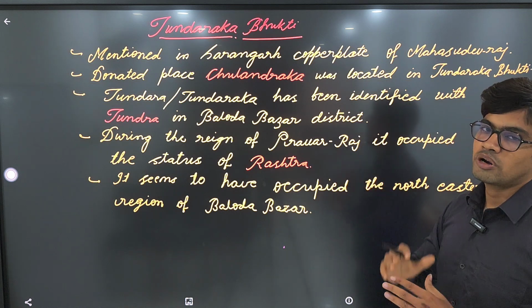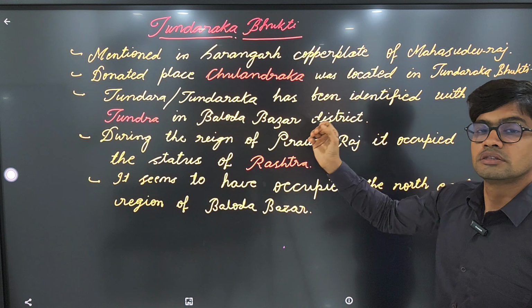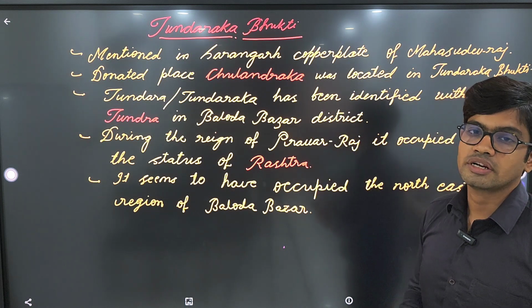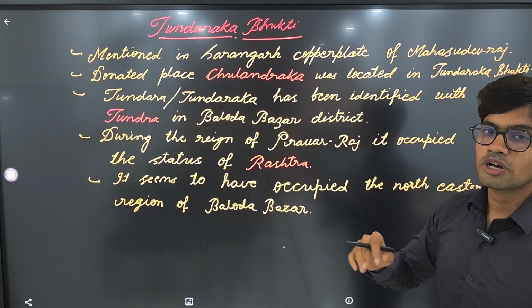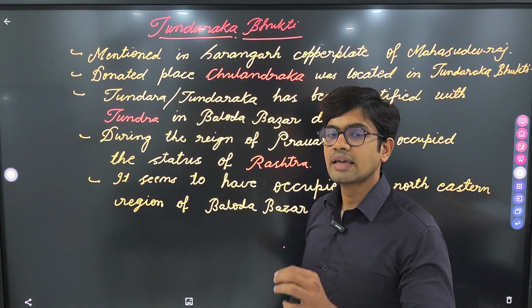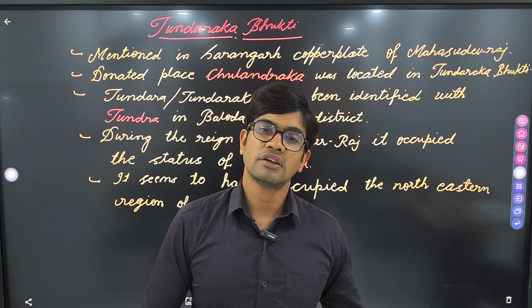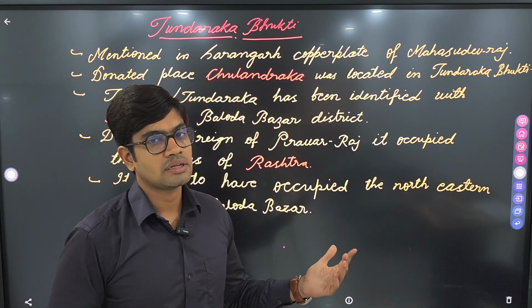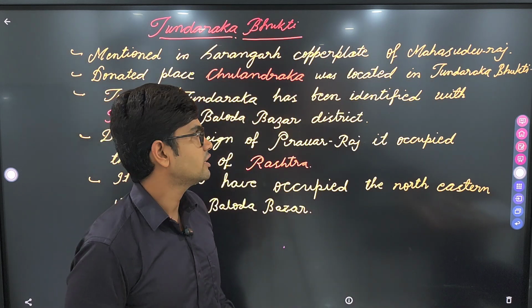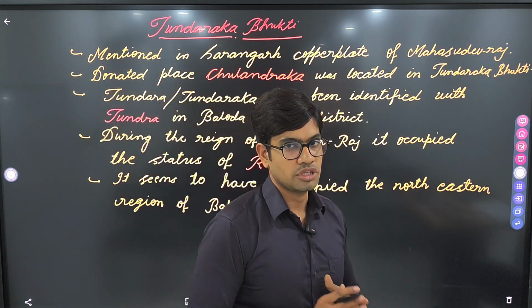According to the copper plate, there was a place, Chulandraka. This Chulandraka place was donated, and it was located inside Tundaraka Bhukti. The copper plate says that the Chulandraka place was donated to some kind of doni, and it was located inside Tundaraka Bhukti. In this way we come to know about Tundaraka Bhukti.